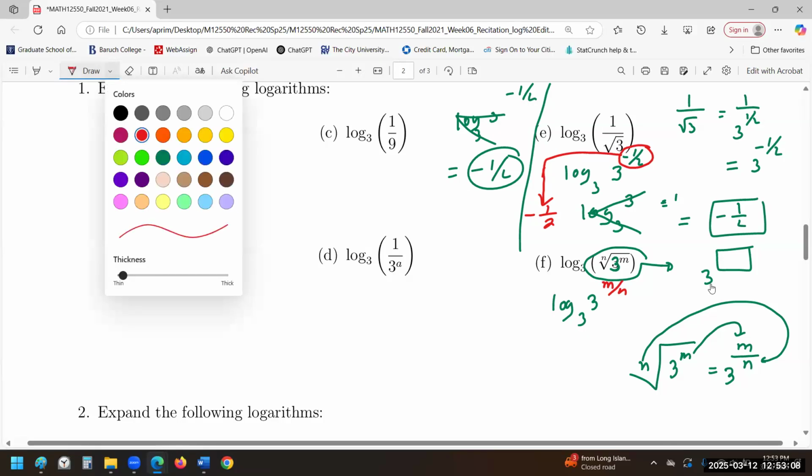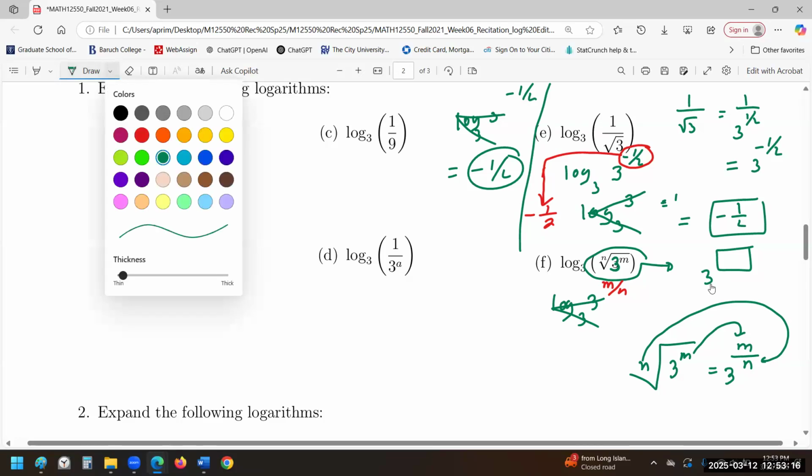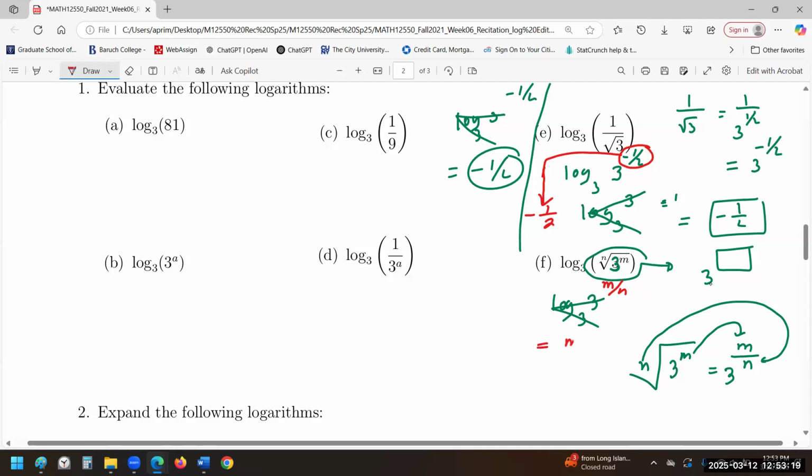And just like the previous one, the log base 3 and the argument 3, they cancel out, they become 1. And our answer is whatever we have on the power, m over n. This is n, it looks like m.